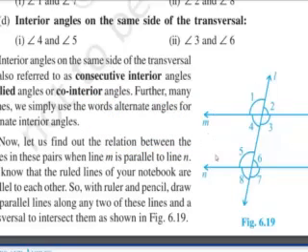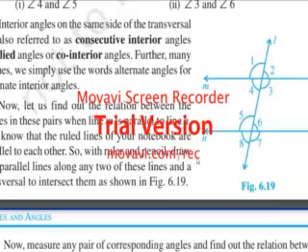Now this figure 6.19 shows parallel lines. Here M and N are parallel lines and L is the transversal line. Now let us find out the relation between the angles in this pair.